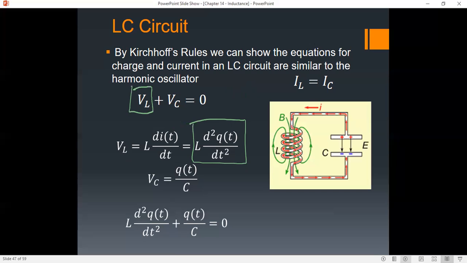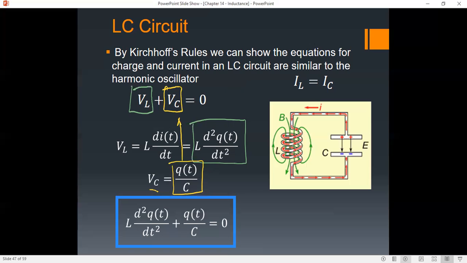So I'm going to do the same thing for the capacitor. Here's my capacitor. We know for a capacitor that the capacitance is equal to the amount of charge Q divided by the voltage. So I can rewrite that to say that the voltage is equal to the charge divided by the capacitance. So now that gets plugged in right there. And I get from that a differential equation, which is almost identical in form to our simple harmonic oscillator.